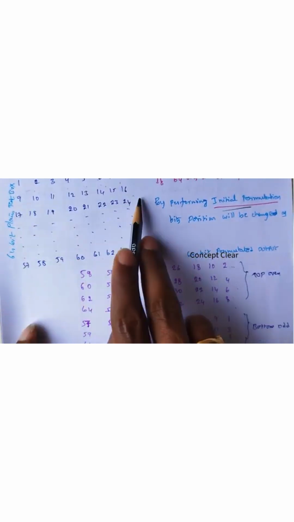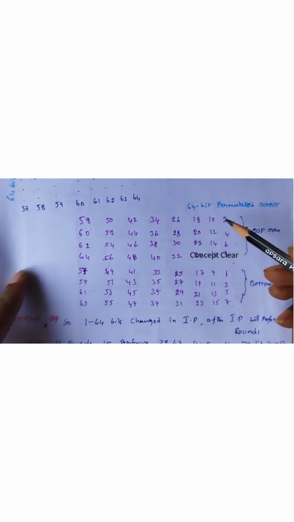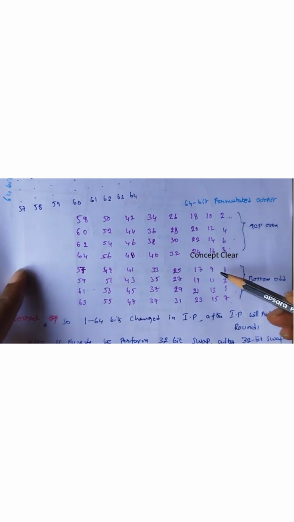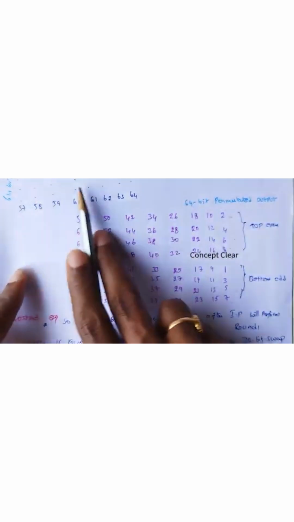And the second line, 9 to 16: the even numbers are 10, 12, 14, 16, and the odd numbers are 9, 11, 13, 15. Like that we have to write all the 8 rows. After writing all the 8 rows, these are the initial permutation values. These 64 bits are the plain text message after performing initial permutation.